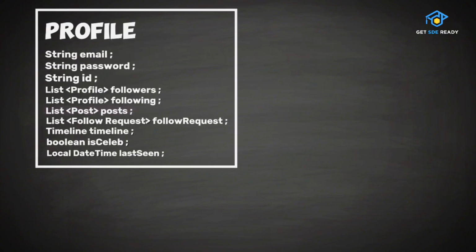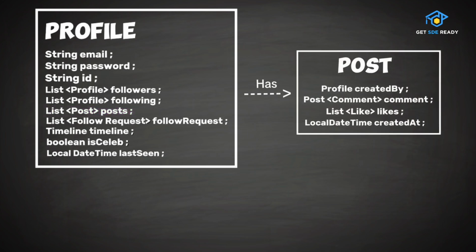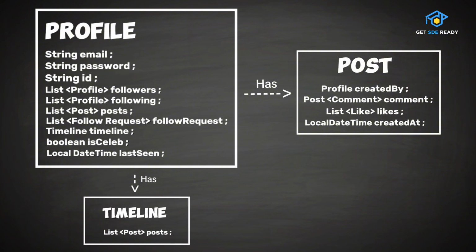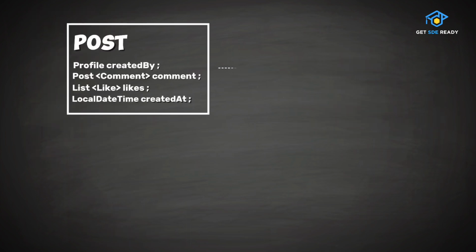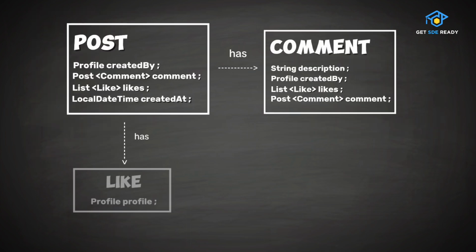A profile has a list of posts here if you see. A profile is also having a timeline if you see. So there should be a relation between a profile and a timeline. A profile is also having a list of follow requests. Yeah, I think this should be pretty much enough for profile, I feel. What do you think about the relations of a post? Post has comments. Post has a list of likes also.